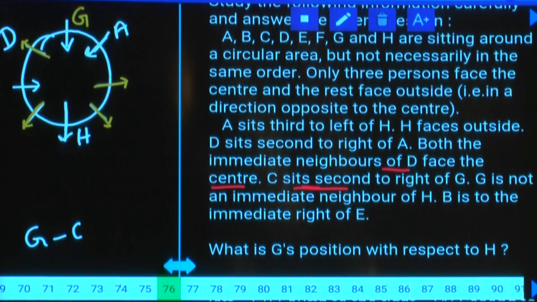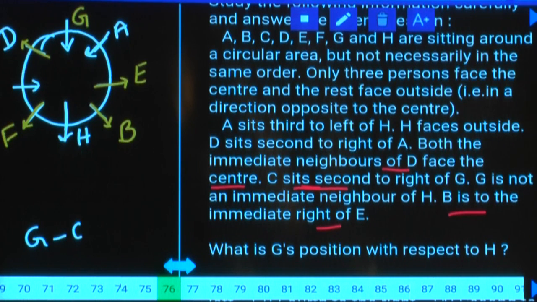Then what is the other information here between B and E? B is to the immediate right of E. As B is to the immediate right of E, tell me whether E can be here or not. If E is here, B is to the immediate right of E means H and B must be in the same place because E is away from the center. Hence B cannot be here, which implies that E cannot be here. Then what is the possibility we can have? This E must be to the immediate left hand side of A. Now E is here and B sits to the immediate right hand side of E. Then tell me who is the person left over? A, B, C, D, E, G and H. F is the person left over.